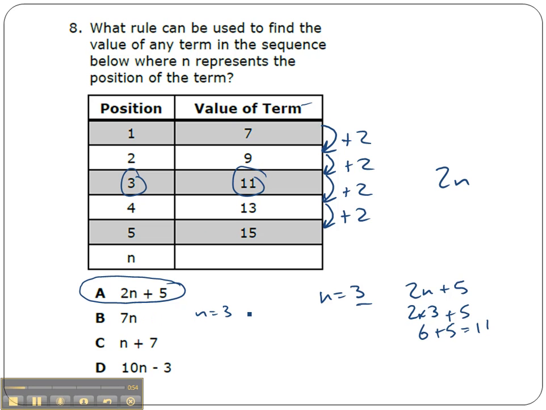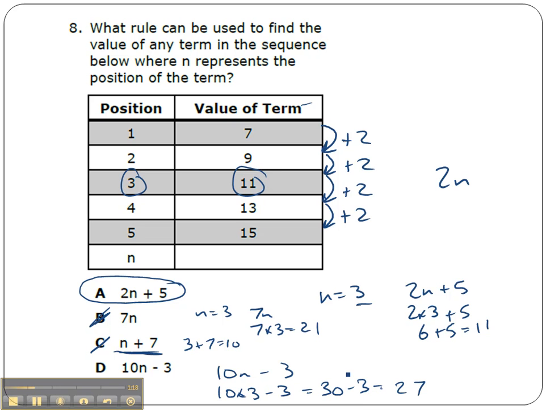N equals 3, and we have 7n. 7 times n, or 7 times 3, that's 21. That doesn't work. We're looking for 11. If I put 3 into this rule for n, 3 plus 7, that equals 10, not 11. And if I put 3 into 10n minus 3, 10 times 3 minus 3, that would be 30 minus 3, which is 27. So definitely answer choice A.